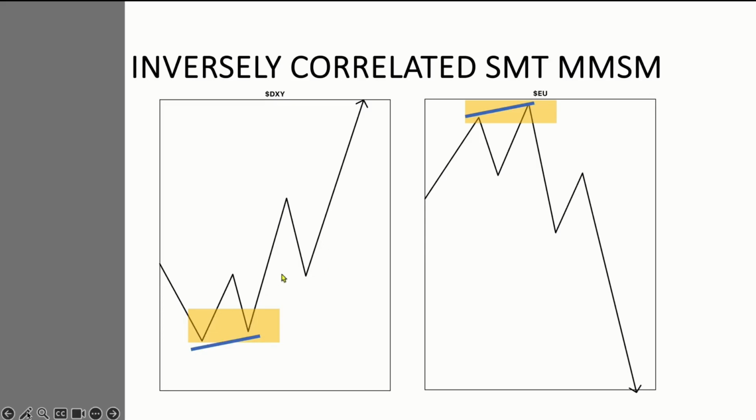Here we can see the SMT outlined, where the dollar creates a higher low, whilst Euro creates a higher high. We're now going to take a look at the next topic of this lecture, the next edition, so to say. This topic is going to be about feeling order flow. And you might be wondering, what does feeling order flow mean?